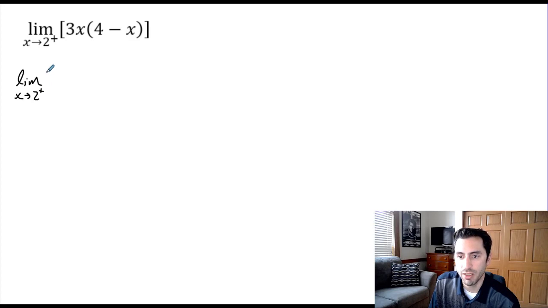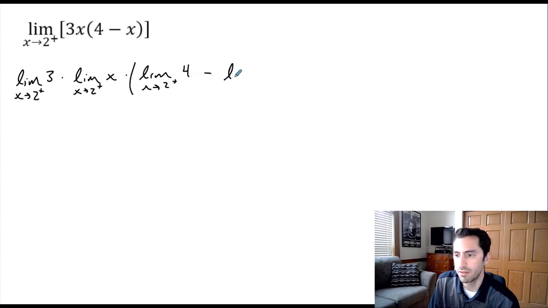So we have some product in here. So the limit of 3 times the limit as x approaches 2 from the right of x times, and now I have the parentheses here, so I'm going to separate that with another set. The limit as x approaches 2 from the right of 4, and minus the limit as x approaches 2 from the right of x. And now that they're all separate, again, we can use our constant and our identity rules to simplify.